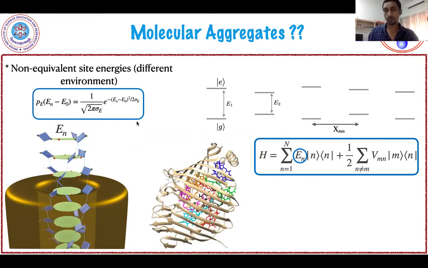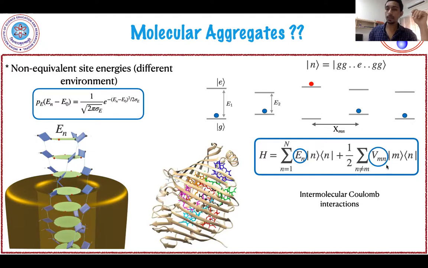To study the dynamics, we define a basis that is called the diabatic basis, in which |n> means the nth monomer, or nth molecule, is in an excited state, and all others are in the ground state. So this is a single excited state.